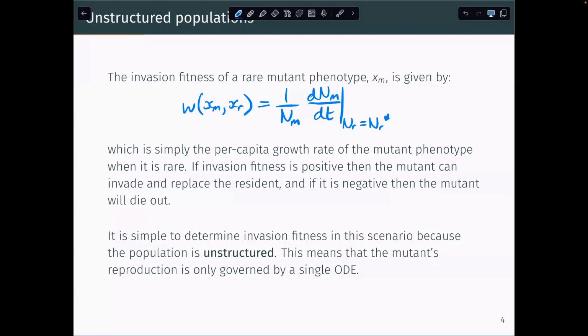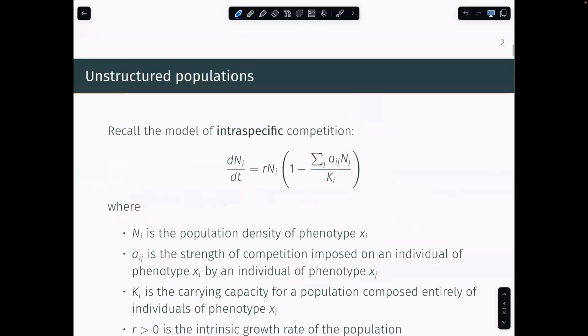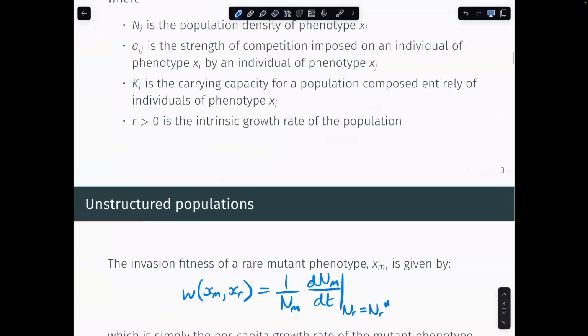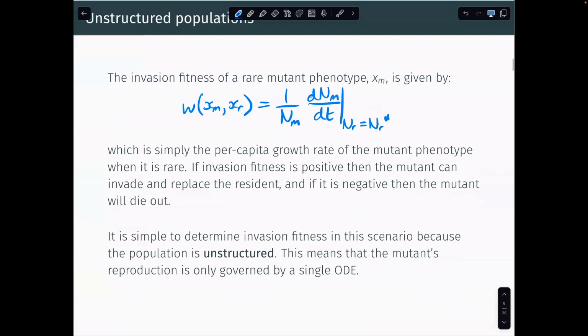Okay, so actually there's a pre-stage to this. Remember, we actually need to find what this equilibrium is and check that it is locally asymptotically stable. I'm skipping over those steps here just because we've already done that a few times. But in terms of finding invasion fitness, this is pretty simple to write down. We've got an equation up here for any phenotype. And then I'm just going to say, okay, well, what happens if we start off with one resident phenotype at its equilibrium and then introduce a rare mutant?